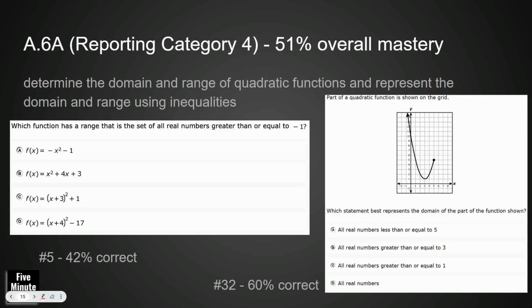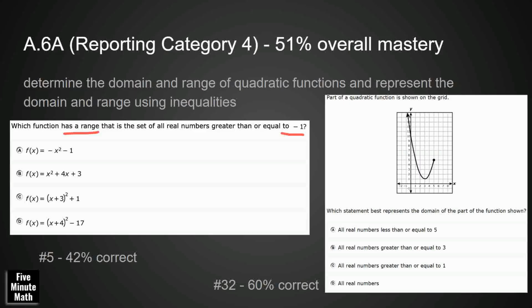Next, we're looking at the domain and range of quadratic functions. This is 8.6a. We had two items, and the one that we struggled more with was number 5. There's no visual there for us to look at. We have to find the range of the set of all real numbers that is equal to or greater than or equal to -1.